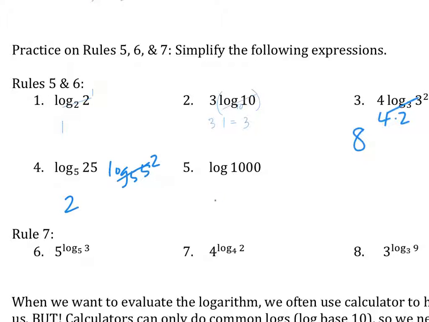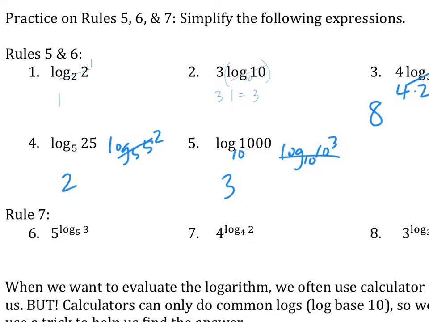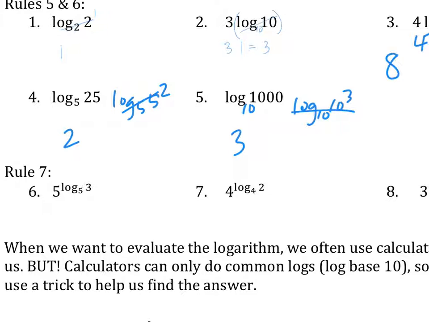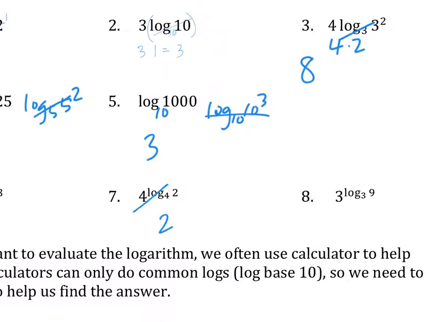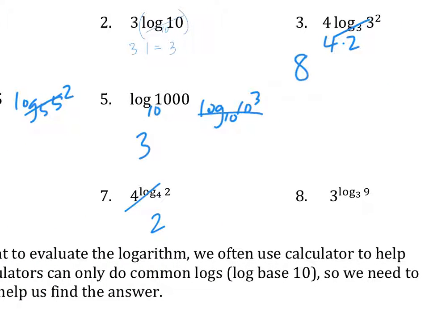Chad, number 5. 3. Yes. So this is an invisible base 10. So this is log base 10 of 10 cubed. So that is gone. So it's just 3. Okay. Sebastian, number 6. 3. Yes. So the whole thing cancels. Just 3. Andy, number 7. 2. Same thing. Whole thing cancels. Alana, number 8. Yeah. So this same thing, the whole thing cancels, just 9. Good? Okay.